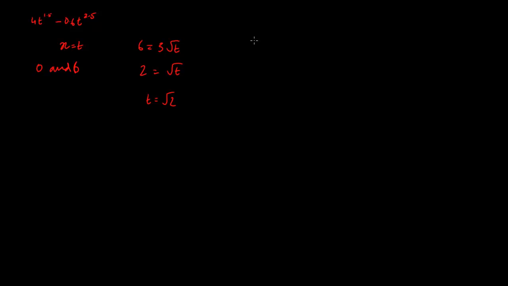So it's going to be 4t to the power of 1.5. Sorry, I just keep clicking the wrong buttons all the time. So 4t to the power of 1.5 minus 0.6 t to the power of 2.5, and here you have 0 to square root of 2. Okay, now if you just do the calculation like you normally would, you would come down with this.